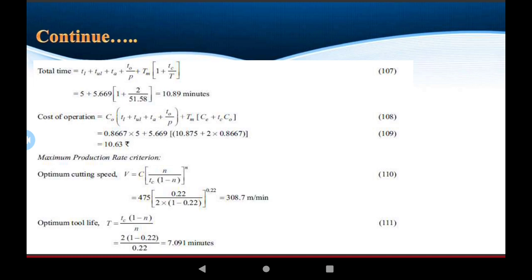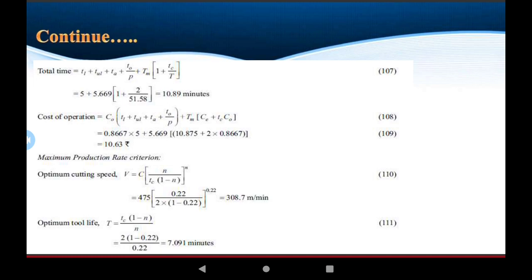Second, find out the values for the maximum production rate criteria. The optimum cutting speed V equals C times n upon Tc times (1 minus n), whole power n. Putting the value of C, the constant 455, with 0.22 upon 2, where Tc is the tool change time, times 1 minus 0.22, to the power 0.22. The approximate value is 308.7 meters per minute. This is the optimum cutting speed.